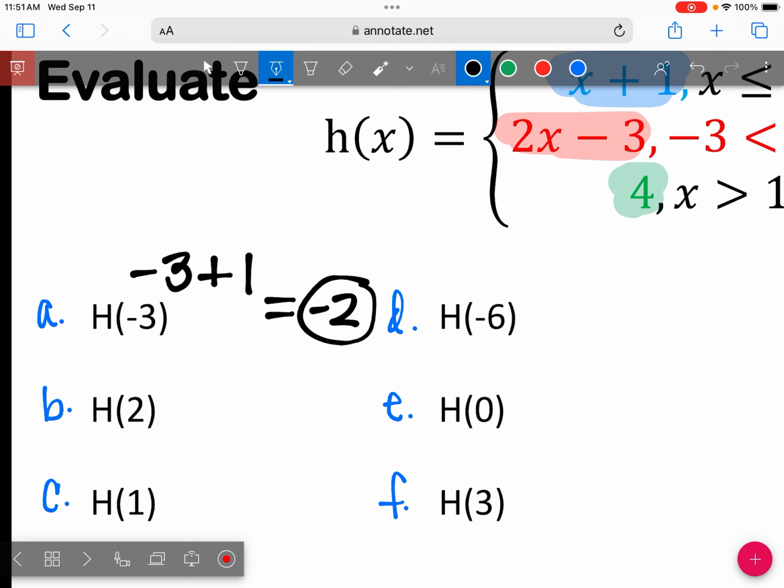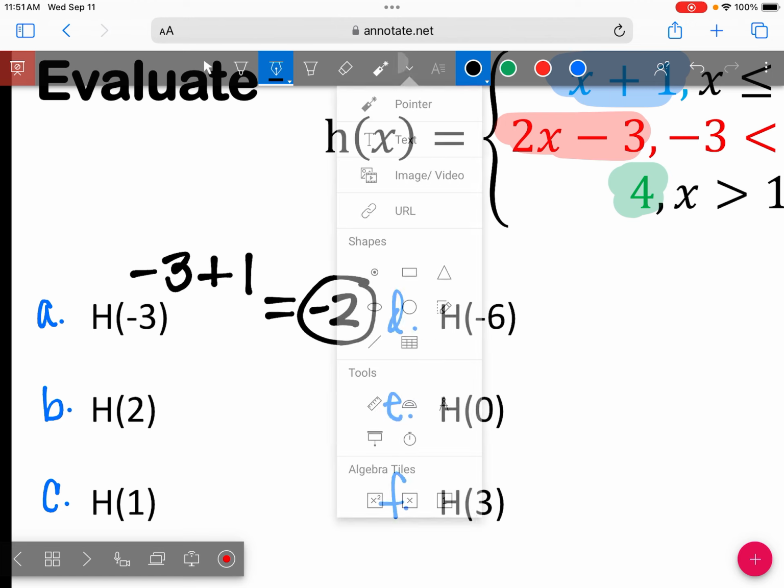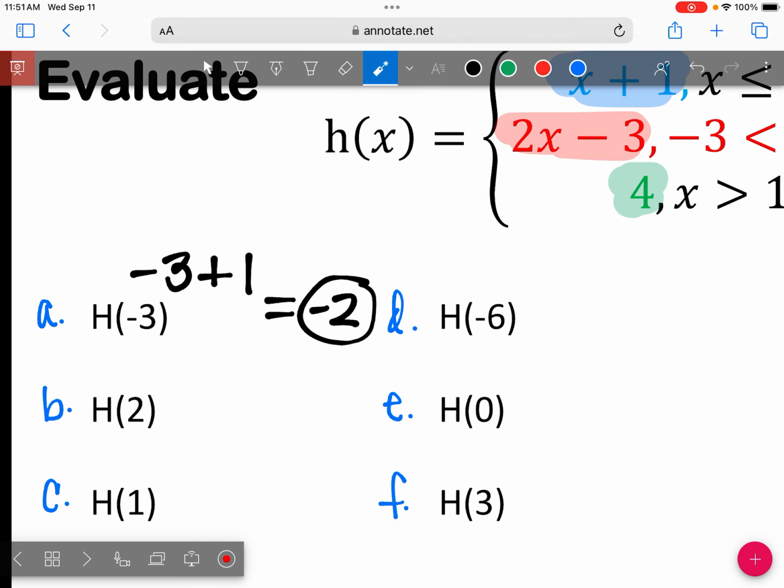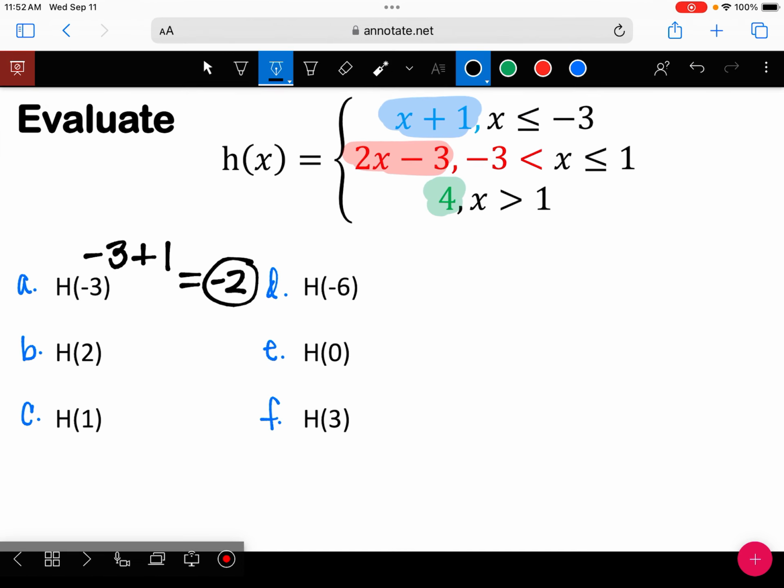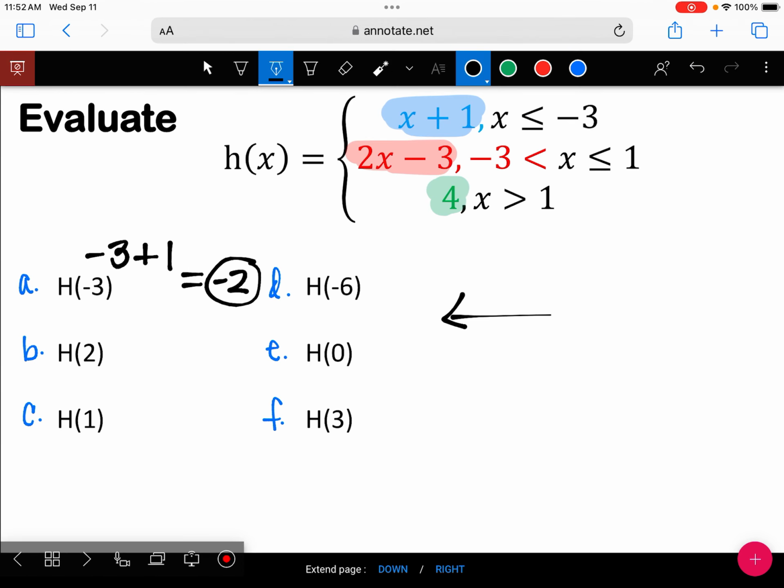And that's it. For question B, I should say, which one do you think we're going to use? What equation owns the number 2? Is it the blue, the pink, or the green? It's the green. Here, let me go ahead and separate this up in the number line. Maybe that'll help because I feel like we might be a little confused.